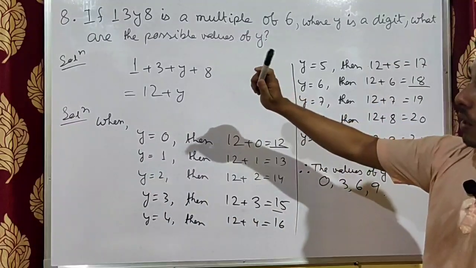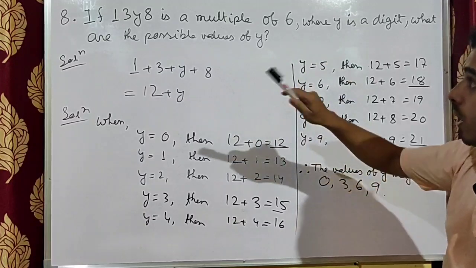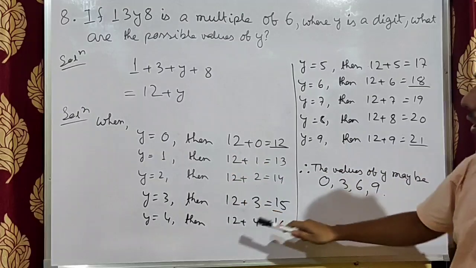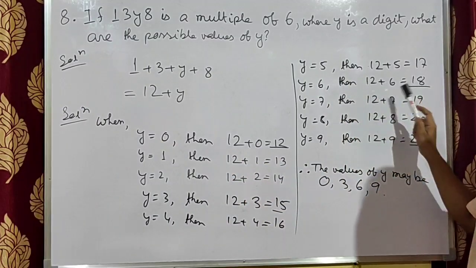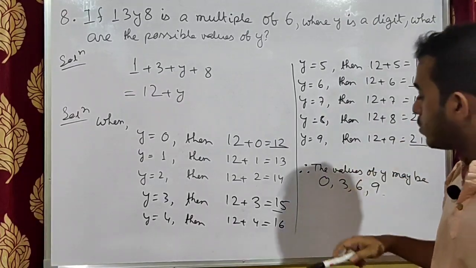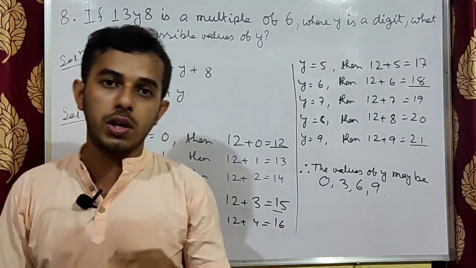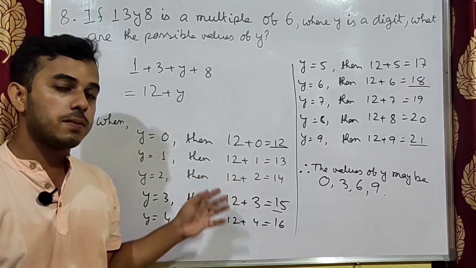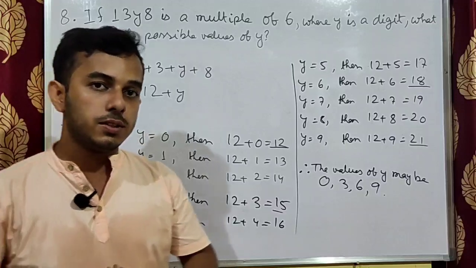So those numbers will be divisible by 3. One number will be 1308. Another number 1338. Then another number 1368. Another number 1398. Those 4 numbers will be divisible by both 2 as well as 3. Hence this number will be divisible by 6. I hope you have understood, right? If not, please ask me.